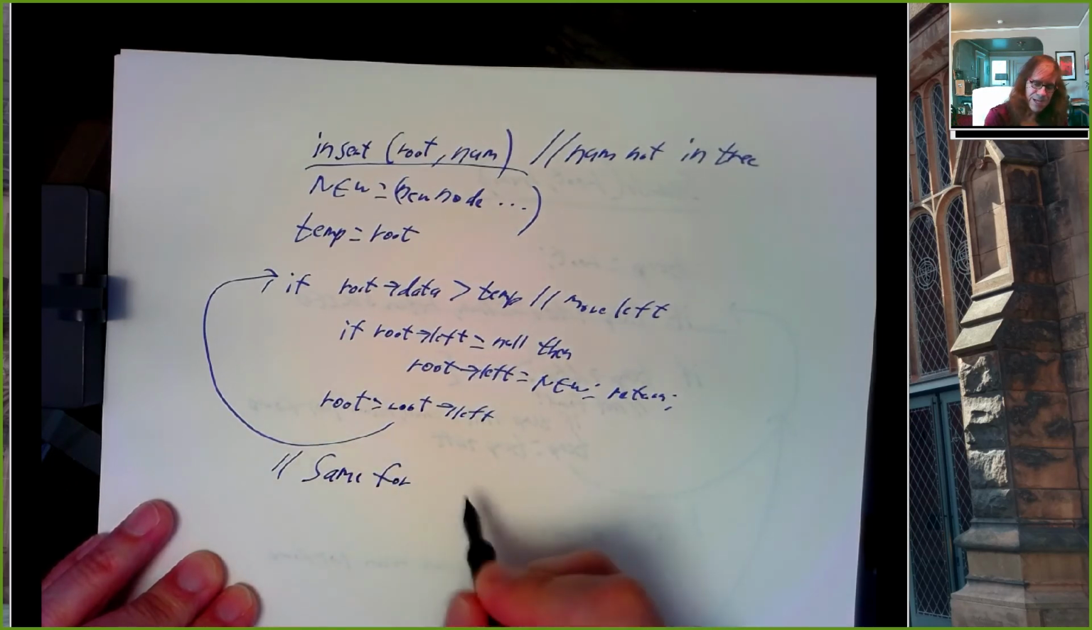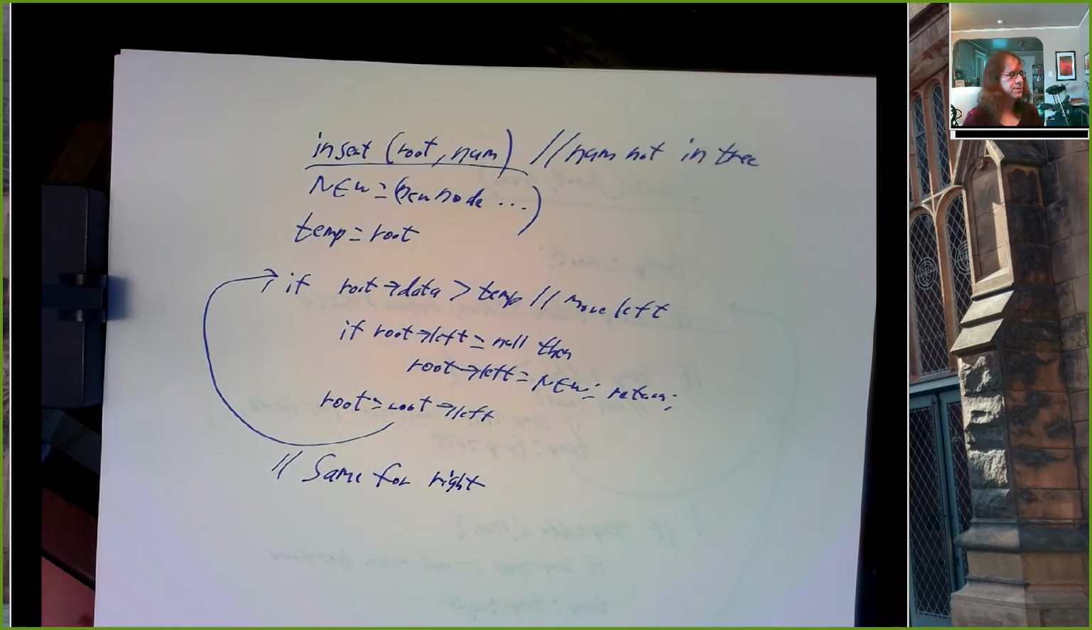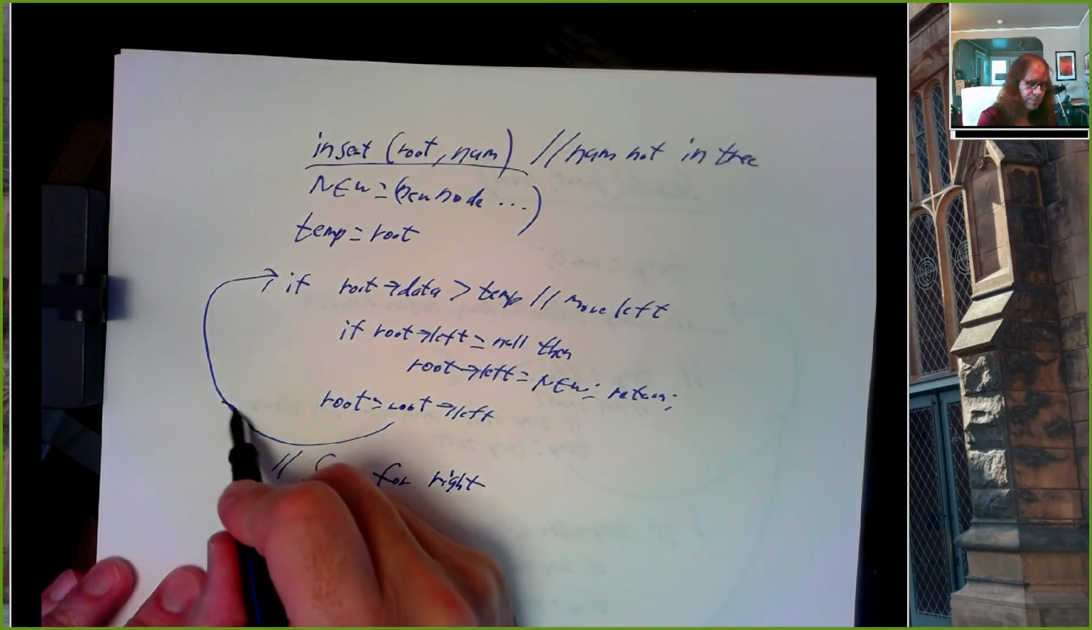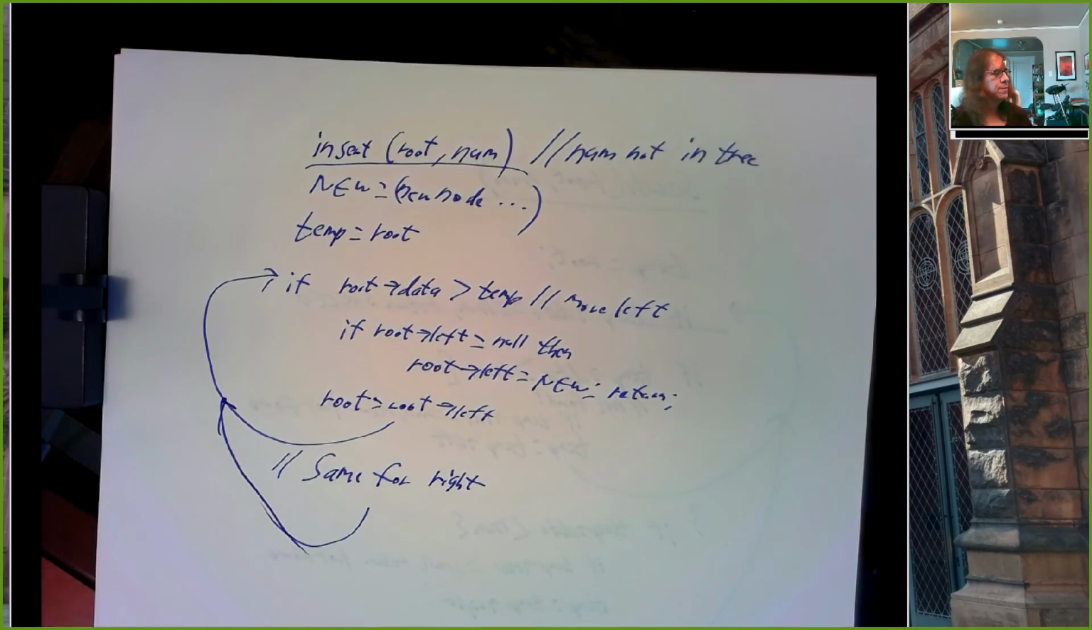And down here we do exactly the same thing for moving to the right. Let's see, so depending on order of insert, two trees of identical numbers could be completely different. Absolutely. And that's going to be really critical in a while.